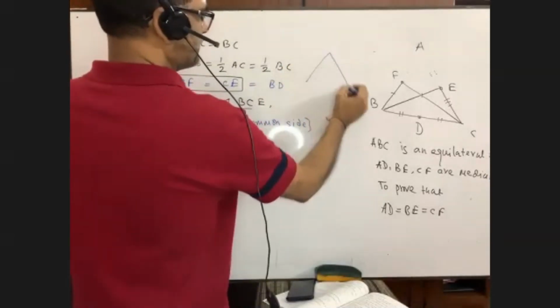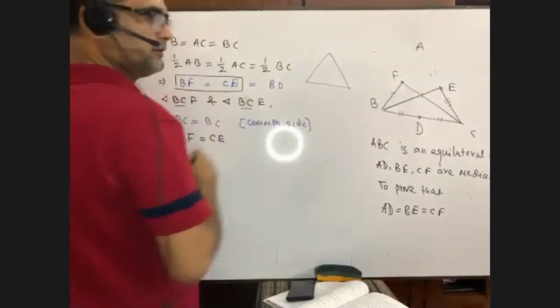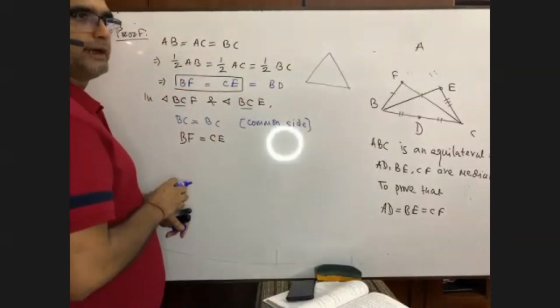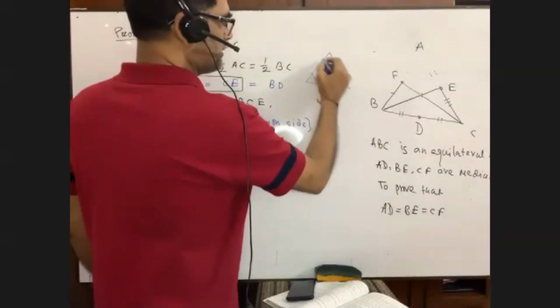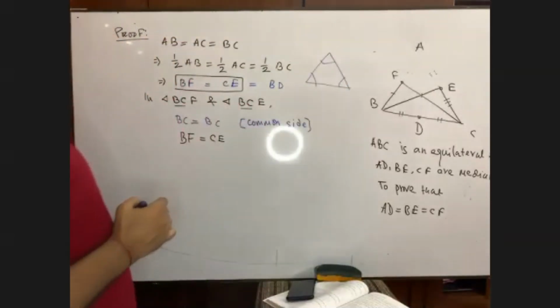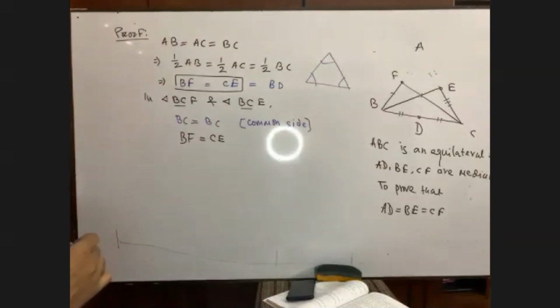It is an equilateral triangle. That means what? Three sides are equal, right? Yes sir. And three angles are equal. Yes sir. Have you got me? Yes sir.